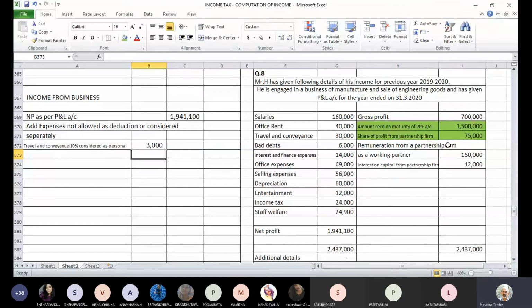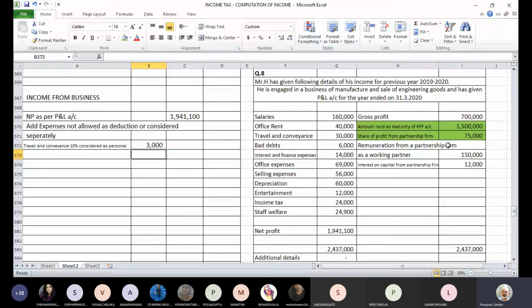Then bad debts are a usual business expenditure, so no adjustment is called for bad debts. Interest and finance charges, as long as they are incurred for business, are also allowed. We don't have any specific information to disallow. Office expenses and selling expenses are both allowed as deduction because we don't have any contrary information.